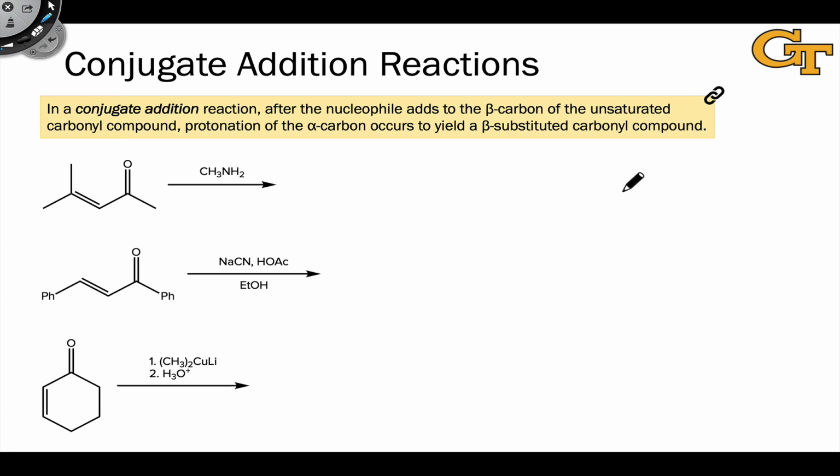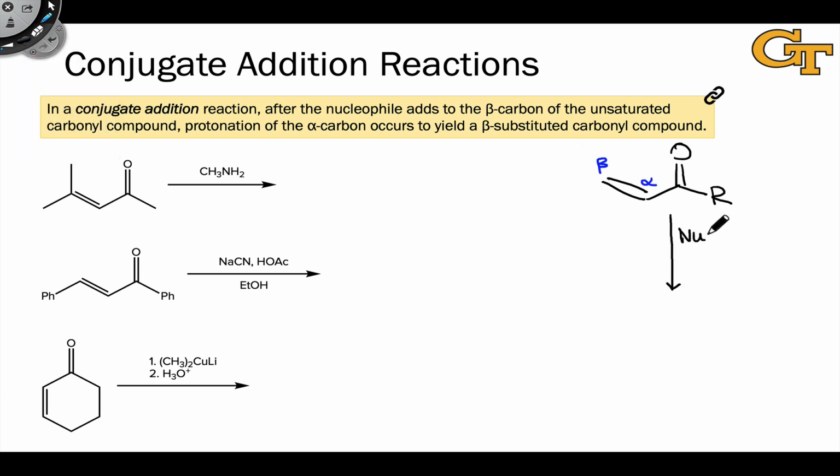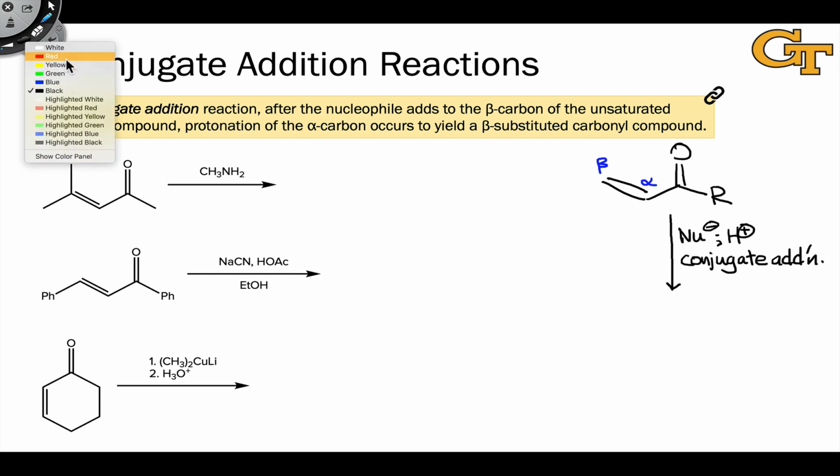Let's take a look at some examples of conjugate addition reactions now. But before we dive in, let's draw a general scheme for a conjugate addition reaction. All of these reactions involve alpha-beta unsaturated carbonyl compounds engaging with soft nucleophiles, and all the nucleophiles you see on this slide are soft nucleophiles.